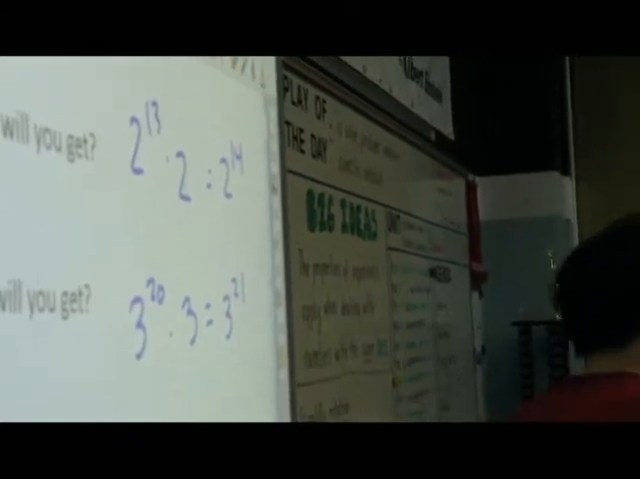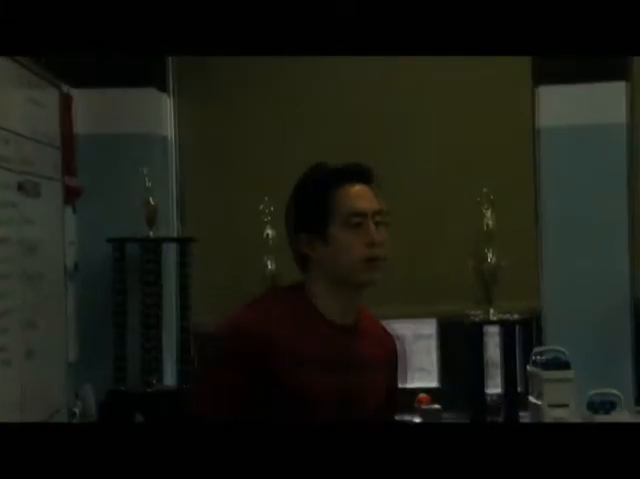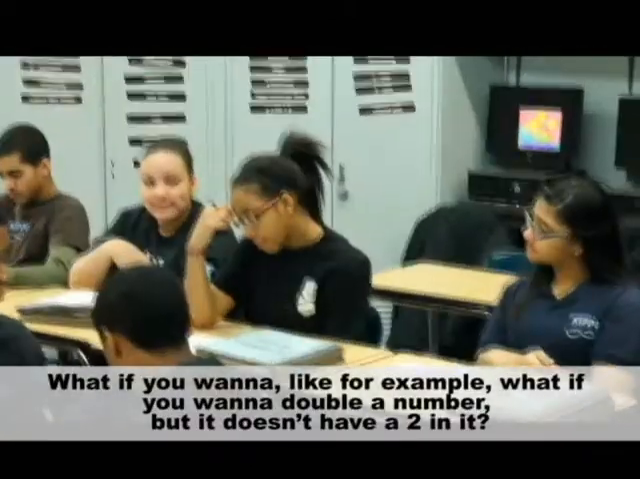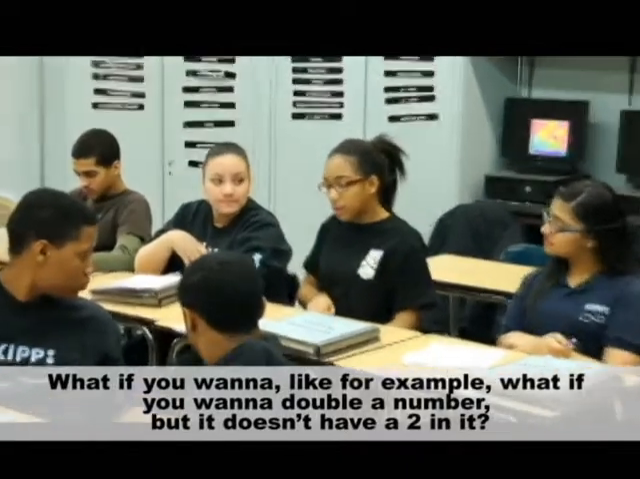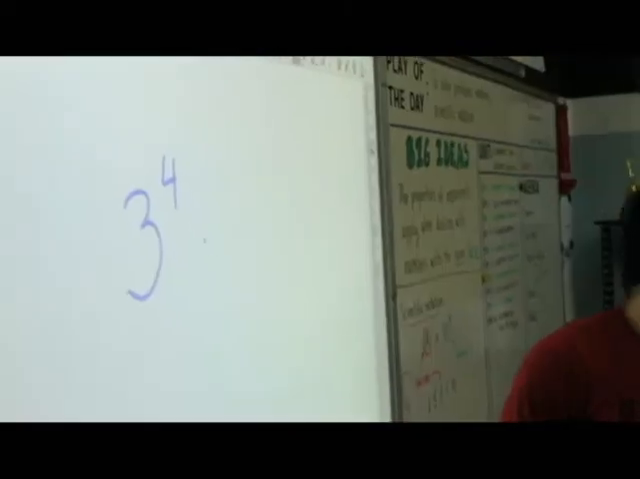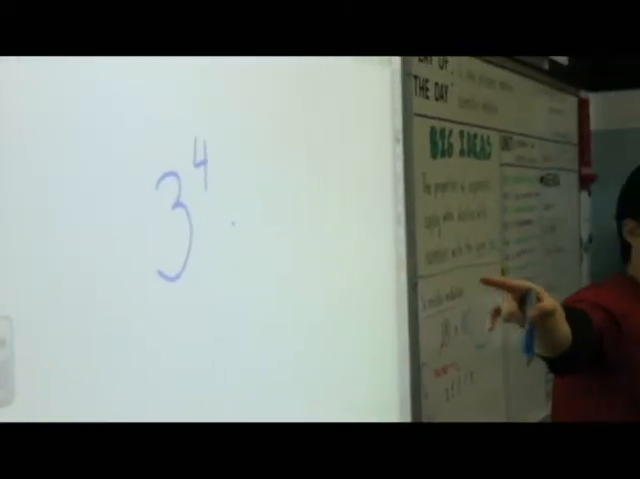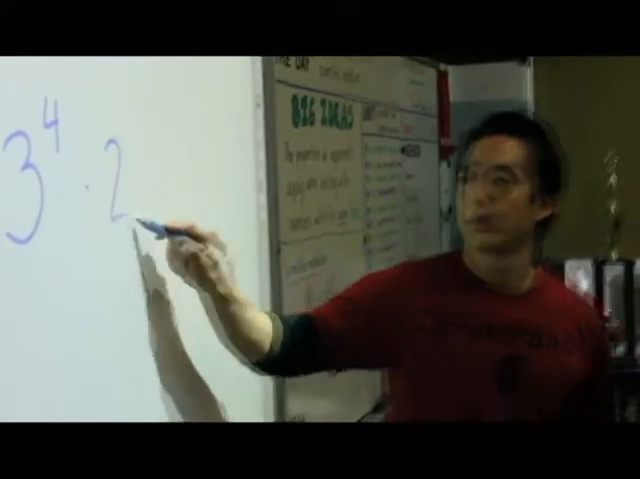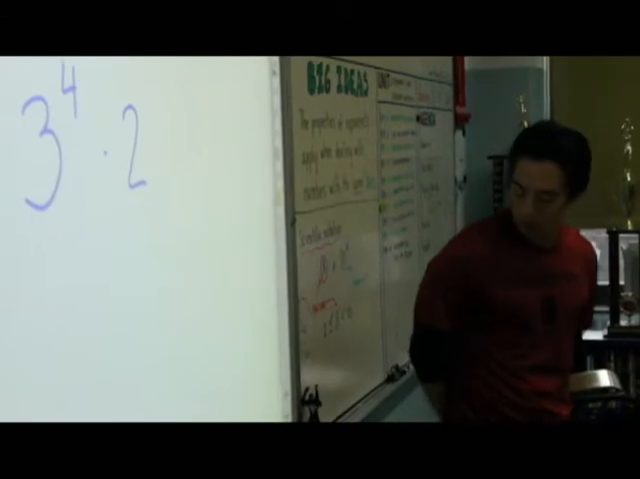Okay. Now, Amelia asked a great question. Amelia, can you ask your question? What if you want to, for example, double a number but it doesn't have the 2 in it? Okay. Interesting. So let's talk about this. Let's do 3 to the 4th power, and let's say we want to double it. If we're going to double this thing, what are we going to multiply by? 2. Who has a thought on what you could do here?